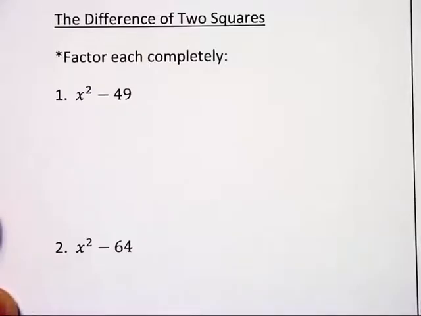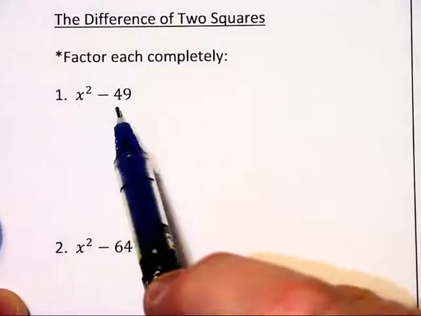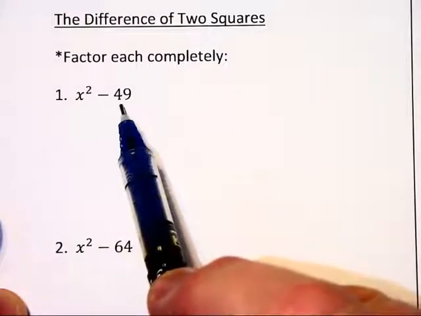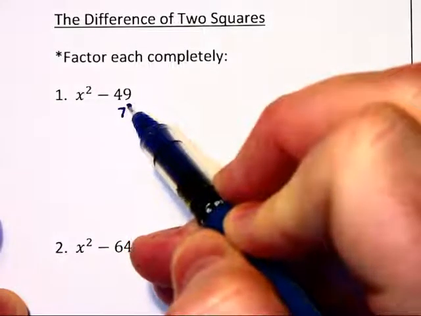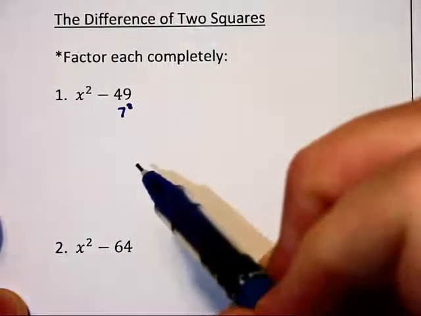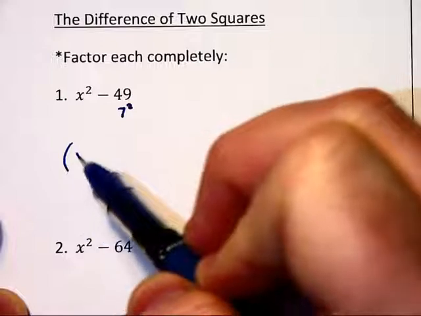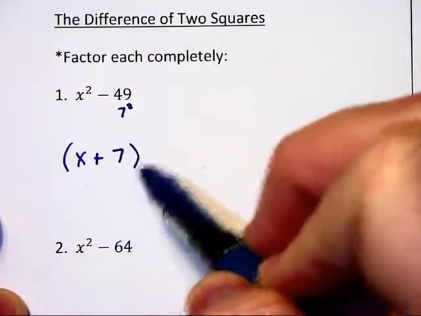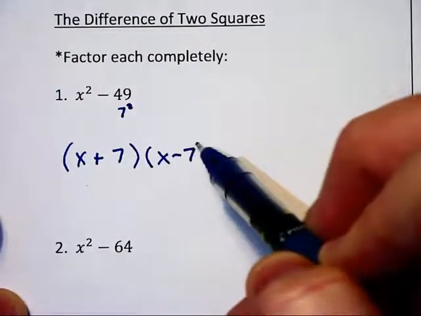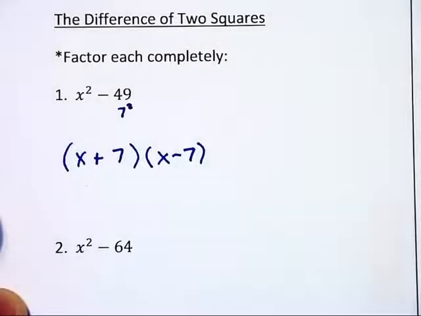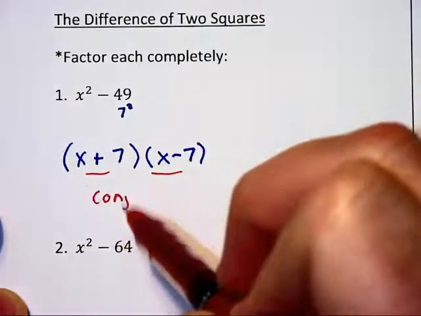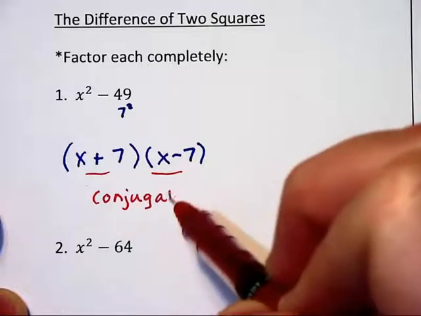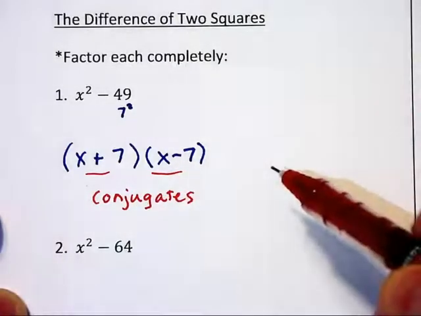Let's look at factoring the difference of two squares. This first problem is called the difference of two squares because you have a square minus a square. And 49 can be thought of as 7 squared. And this is going to factor into x plus 7 times x minus 7. And again, we've taught this before, these two expressions are known as conjugates of each other. Basically, they are a plus b and a minus b.